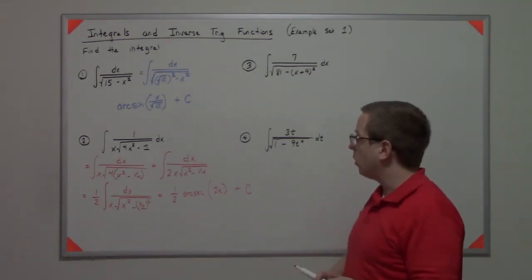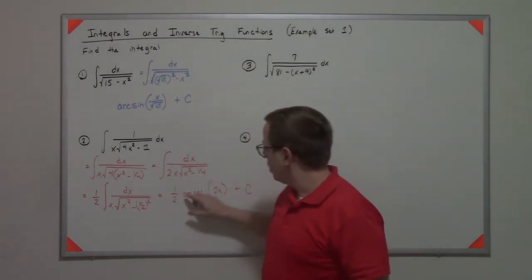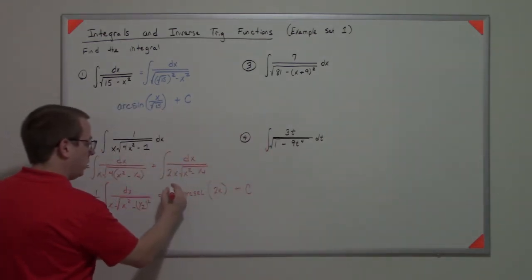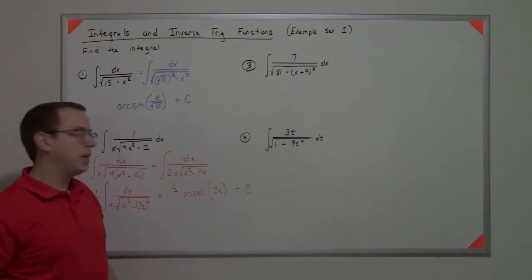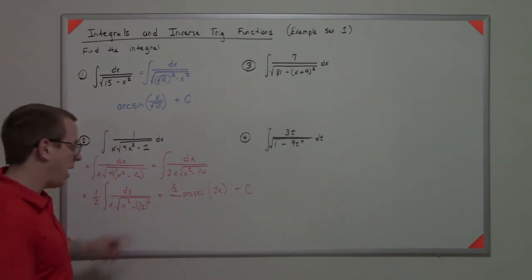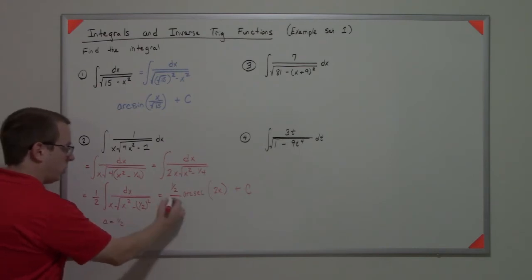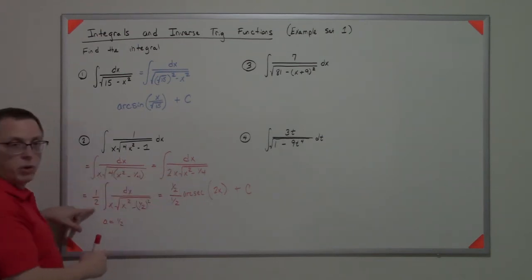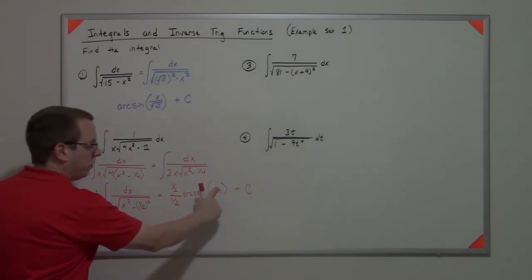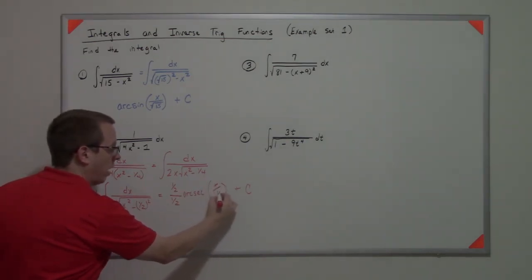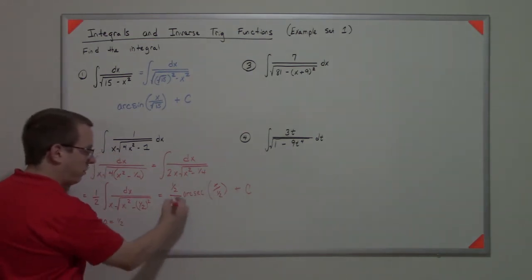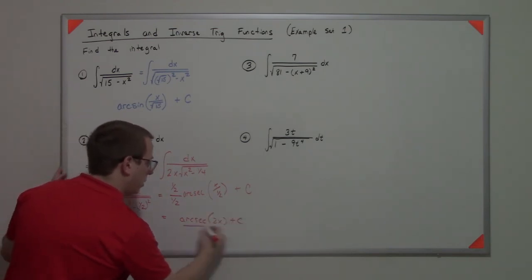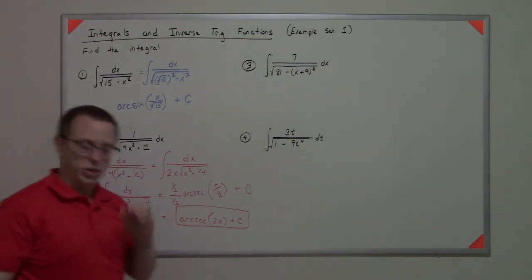Sorry, that's not correct. This 1/2 pulls out, but remember the template says 1 over a, and a is 1/2. So it's 1/2 over 1/2, and then we already had the arcsecant of x over a plus c. So the 1/2s cancel, giving us arcsecant of 2x plus c. I apologize for that. That was my mistake.